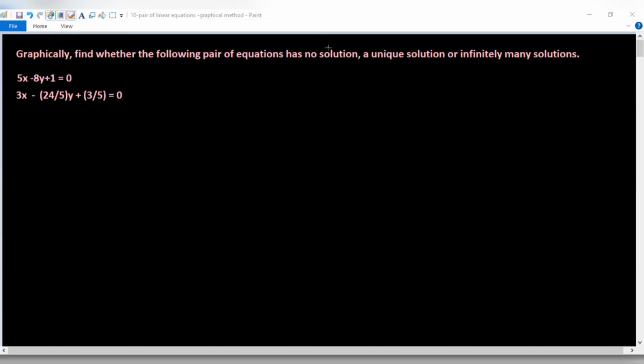Okay, anyways, two equations are given. Suppose the lines intersect like this, we can say it has a unique solution. Two lines, if they intersect at a point, the coordinates corresponding to that meeting point is the solution of that system of equations. That is a unique solution situation. A unique solution means the lines will intersect at a point.